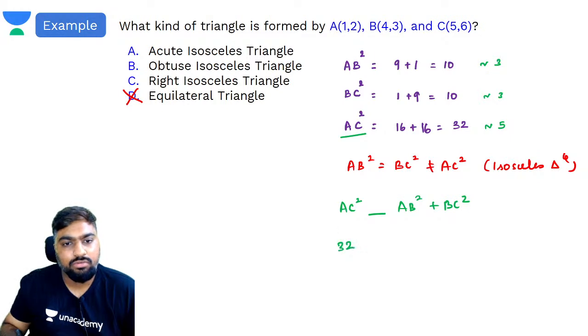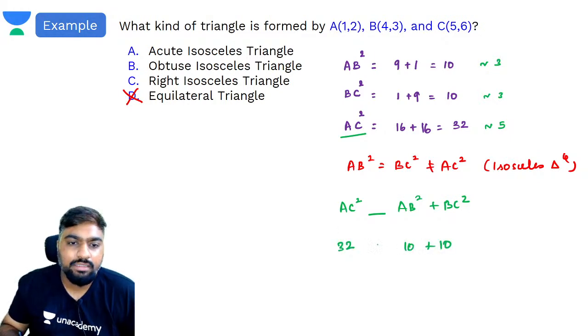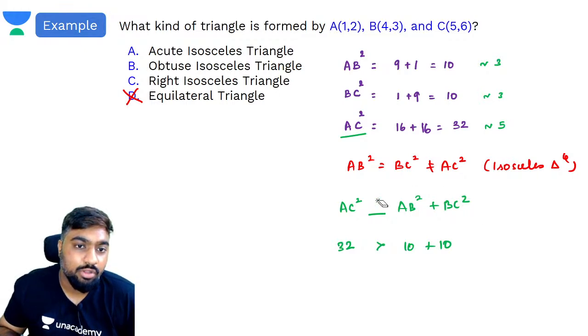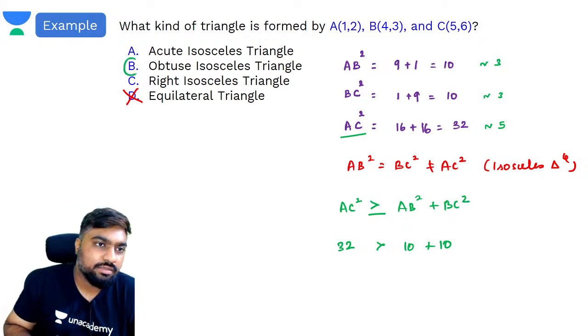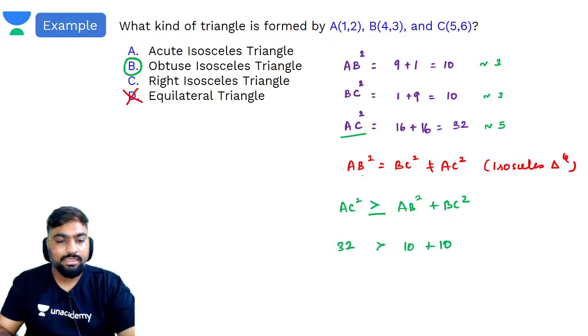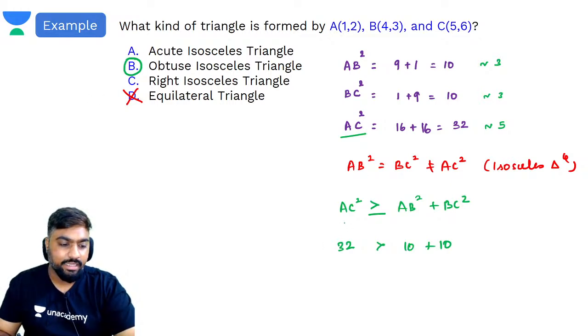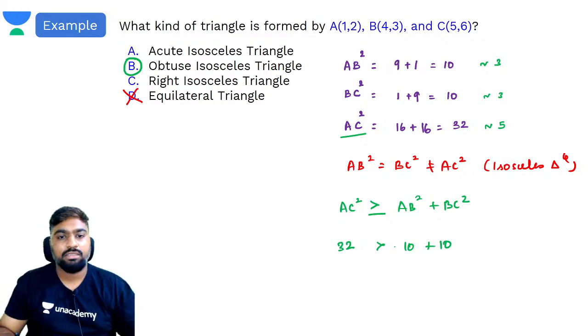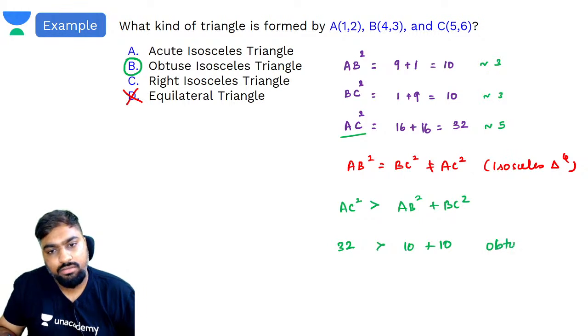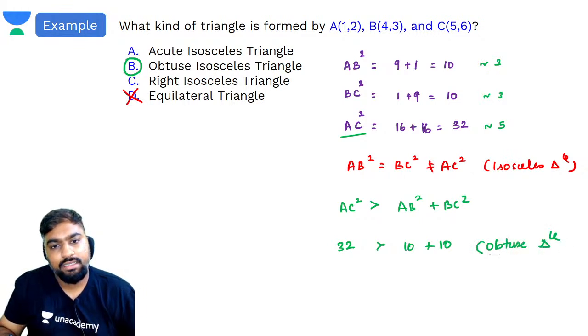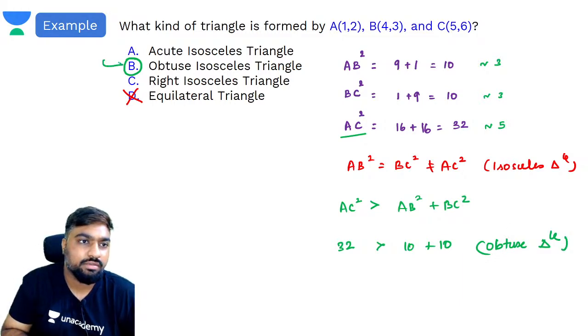AC square is 32. This is 10 and 10. So we know that 32 is greater than 10 plus 10, or the hypotenuse is longer than what it's supposed to be. It is supposed to be equal to AB square plus BC square, but it's longer than that. That basically means it's an obtuse isosceles triangle. Got it? The angle is greater than it is supposed to be. तो अगर वो angle greater than supposed to be है, मतलब क्या हो गया? The side will also be longer than it is supposed to be. Yes, so it is greater. That means it's an obtuse triangle and it is an isosceles triangle. So isosceles obtuse triangle. Cool?